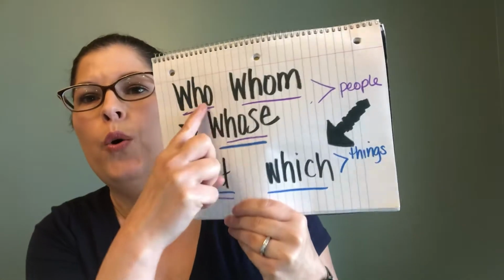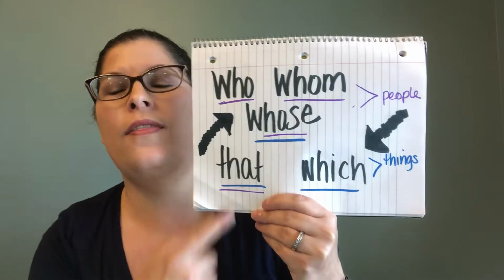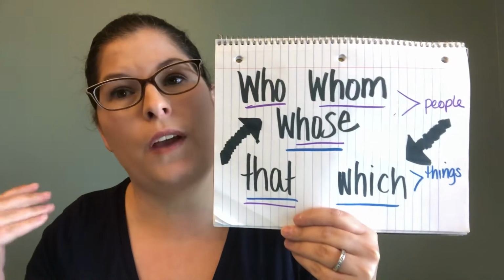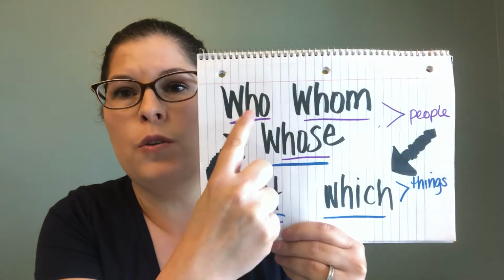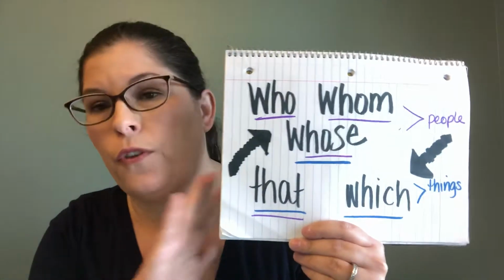A pronoun we know is a word that's in place of a noun. So for us, we've learned that pronouns are he, she, they, we. So we're going to look at relative pronouns right now. Now, relative pronouns are who, whose, whom, which, and that. Okay, if we are putting it in place of a person, we are going to use who, whom, whose, or that. Those are for all people.